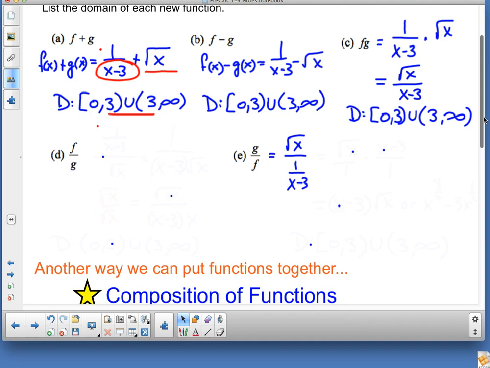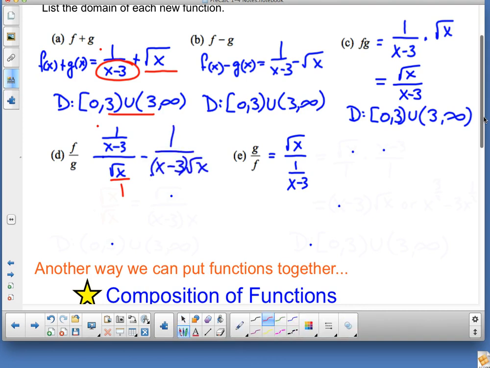Now, I'm doing f divided by g. So f is 1 over x minus 3, g is the square root of x. When I'm doing this, I've got to be careful as I'm going along, and that should be an equal sign. I'm going to put this 1 because a division by a value is the same as multiplication by its reciprocal. So I've got that going on, and that should have been an equal, because I just multiplied by the reciprocal to come up with that value.